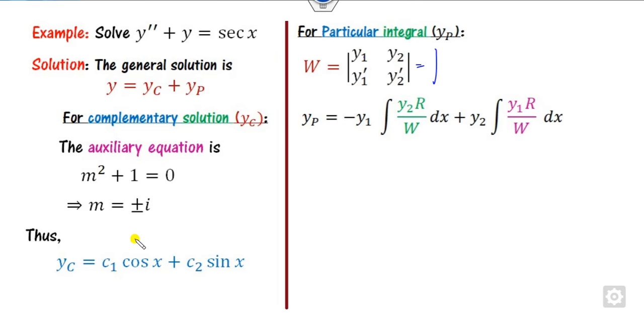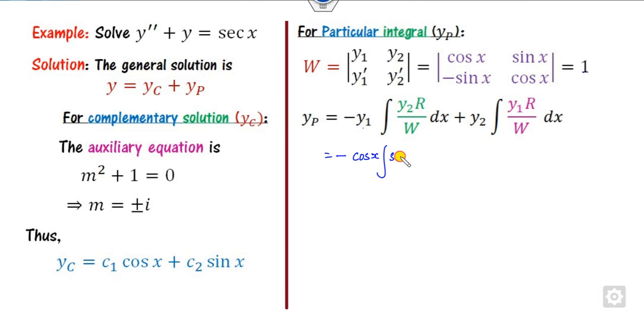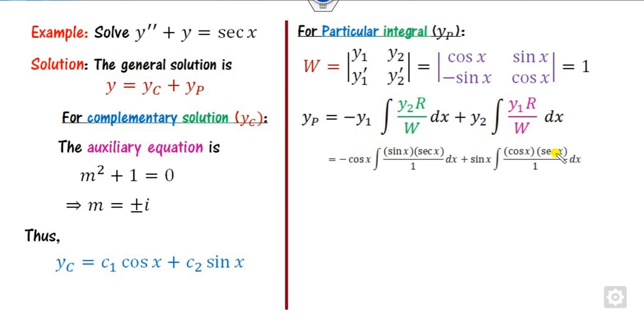I consider this as y1 and this as y2. So I can substitute here, and you will get the Wronskian as 1. The value of y1 is nothing but cos x, and y2 is nothing but sin x. The right-hand side r is secant of x, and W is 1. So you will get integration of sine upon cos.